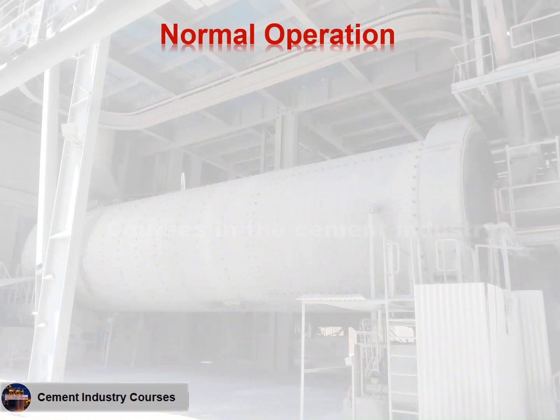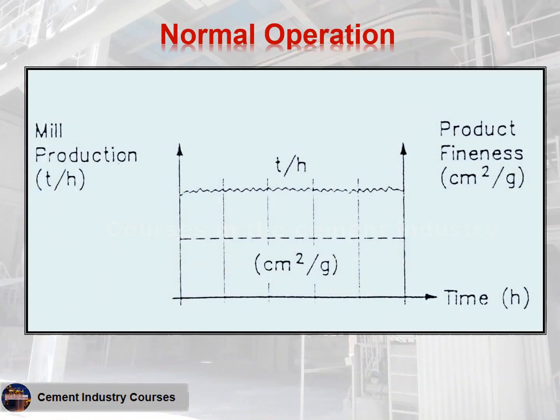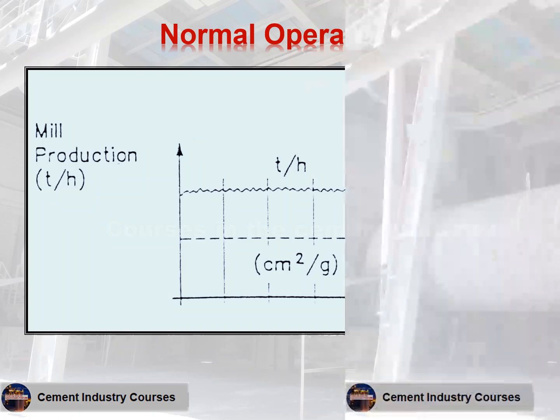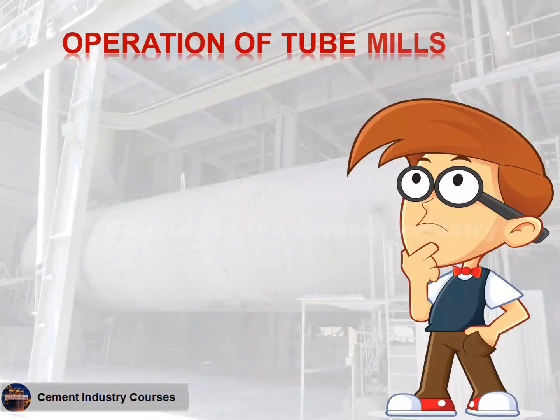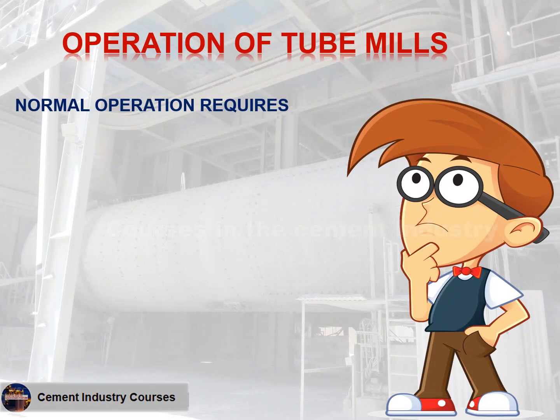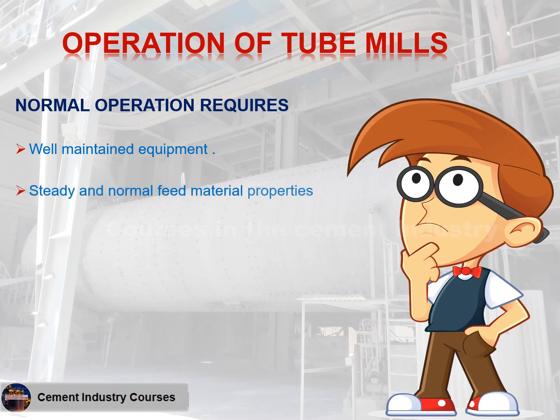Normal operation. This figure shows normal operation of ball mill. Operation of tube mills. Normal operation requires: 1. Well-maintained equipment. 2. Steady and normal feed material properties. 3. Minimum interruptions. 4. Well-trained mill operators.